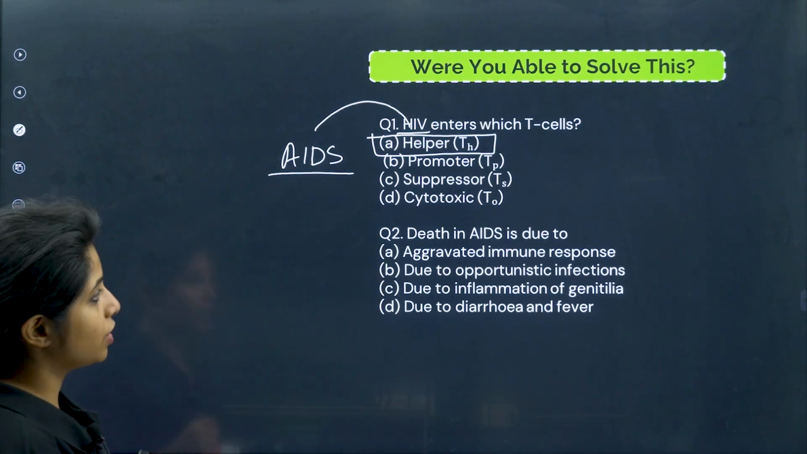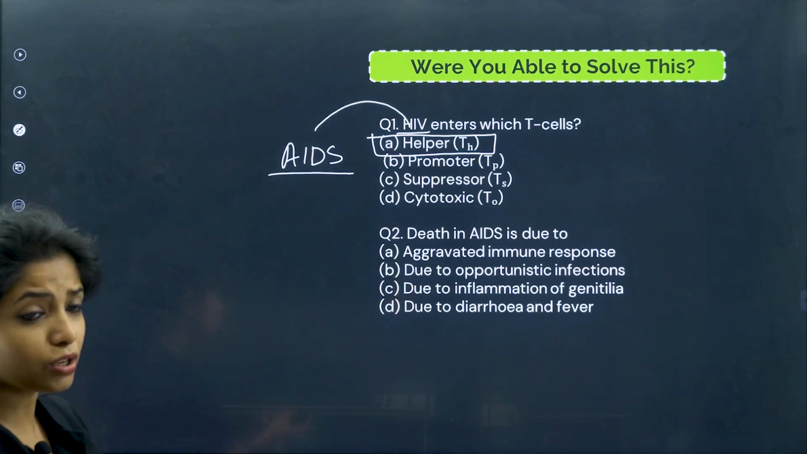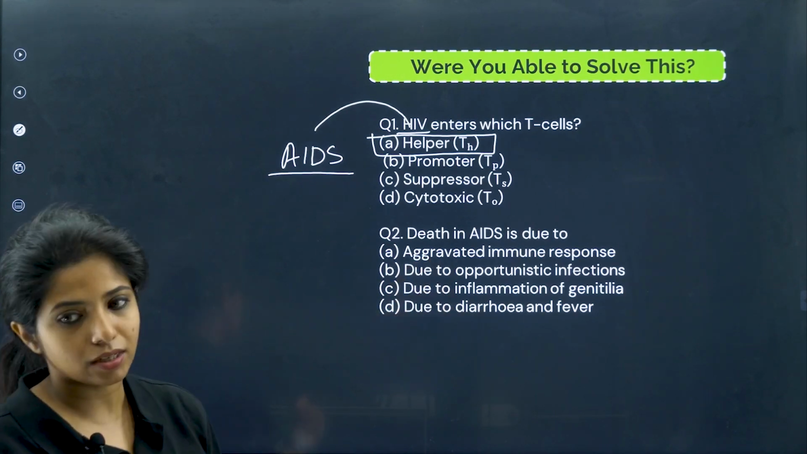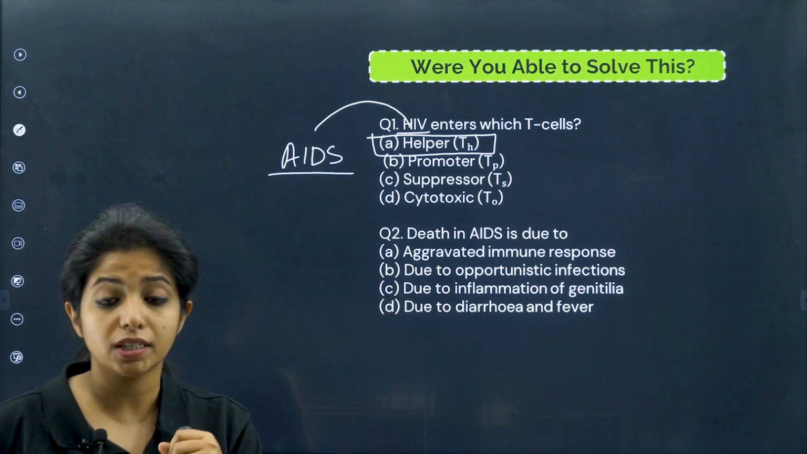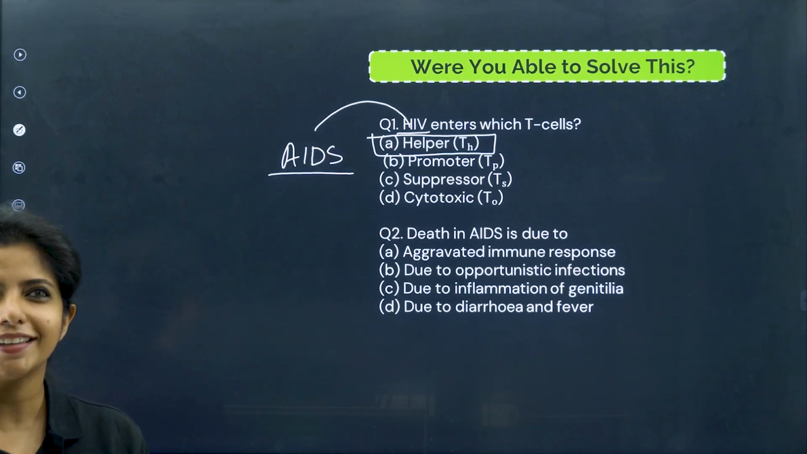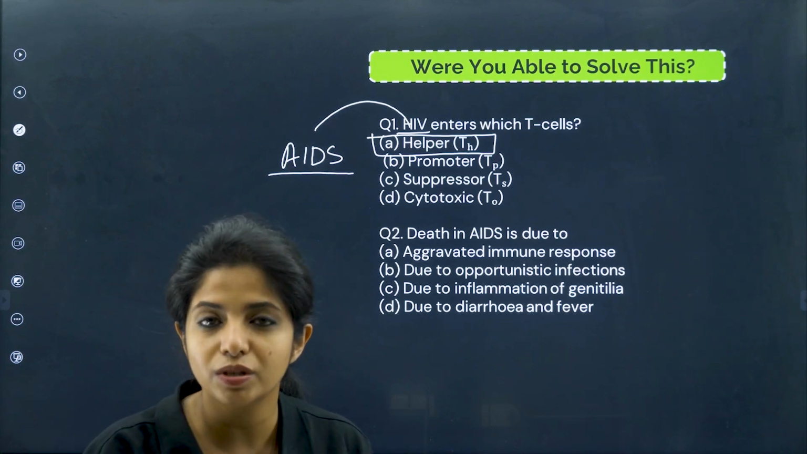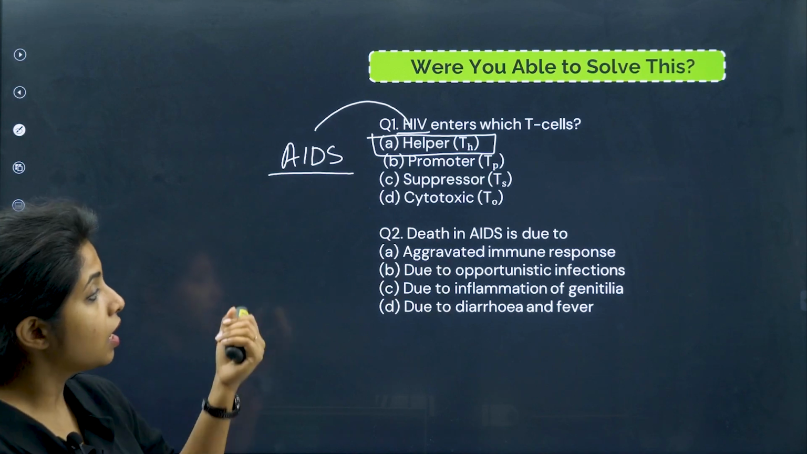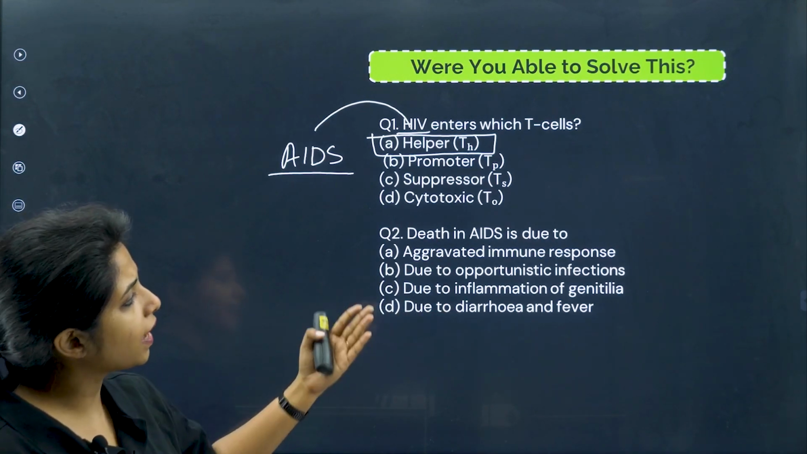Now the second question, death in AIDS is due to what? Aggravated immune response. Is it because we have too much immune response? Due to opportunistic infection, that is, usually what happens is that our body is able to combat all the diseases that come our way. There might be so many opportunistic bacteria, viruses and fungi which sneak inside our body whenever our immune system is really weak. So is it because of those opportunistic infections, due to inflammation of genitalia, that is inflammation of genital organs, or due to diarrhea and fever?